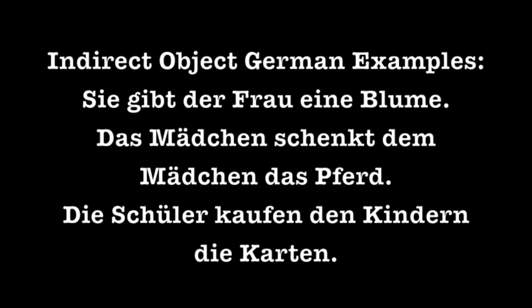Die Schüler kaufen den Kindern die Karten. The students buy the children the cards. Die Schüler are the ones buying things. Die Karten is what's being bought, also known as the accusative, the direct object, and the receivers of the direct object are den Kindern. Notice the n at the end of Kinder because it's the dative plural.